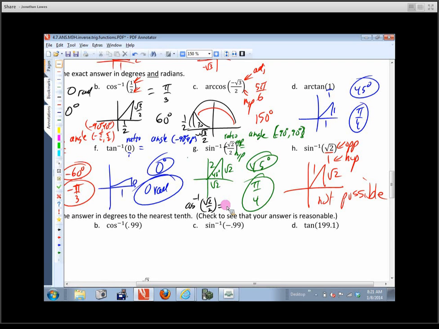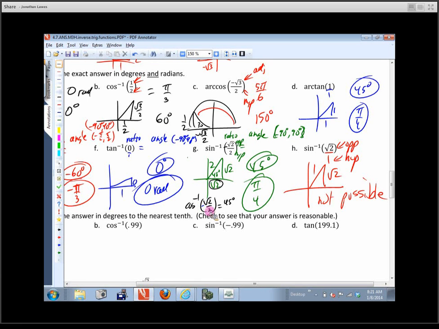Still be 45, wouldn't it? Because all that does is make this side radical 2 and the hypotenuse 2. So this would still be 45 degrees. What if that were negative? Don't say anything out loud. I want you to think about that for just a second. What if that were negative?